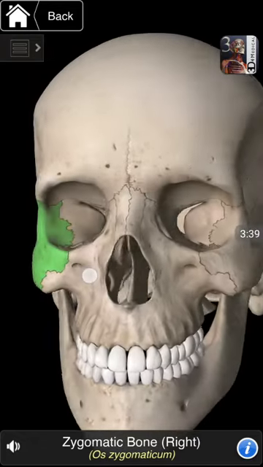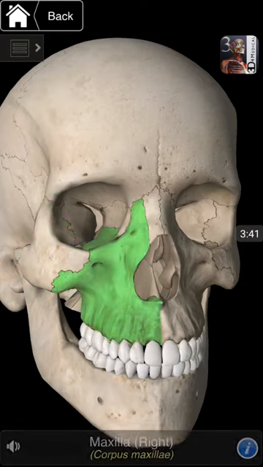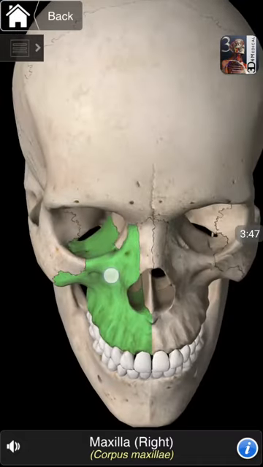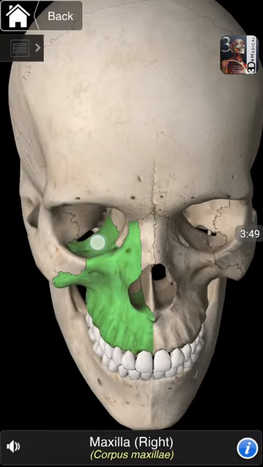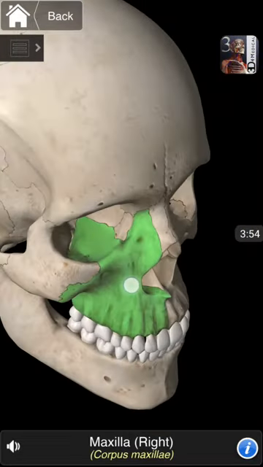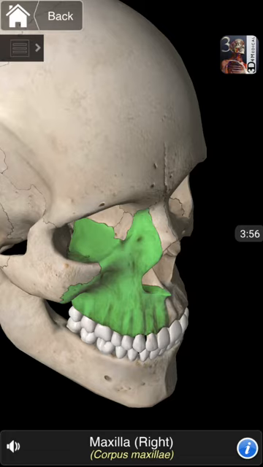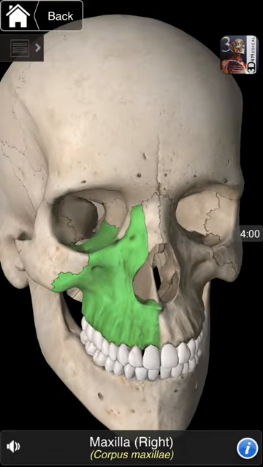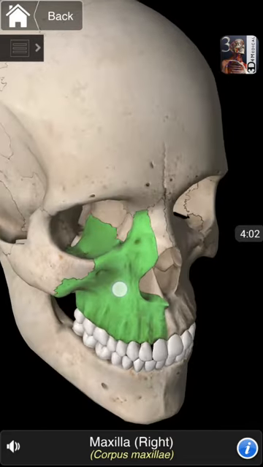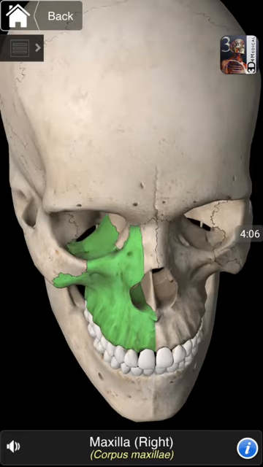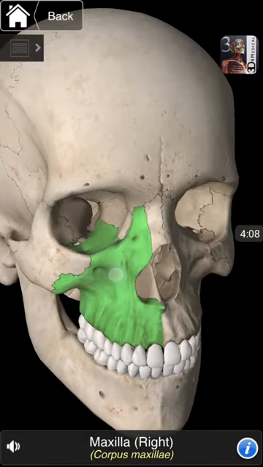Not only the orbital margin, but also the floor of the orbit inferiorly and medially is formed by the maxilla bone. In this animation, the whole of the maxilla bone has been highlighted and turned green, so you can get a very good insight into the internal walls of the orbit.